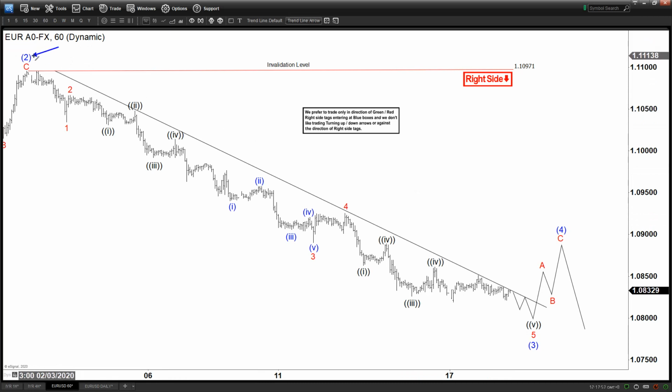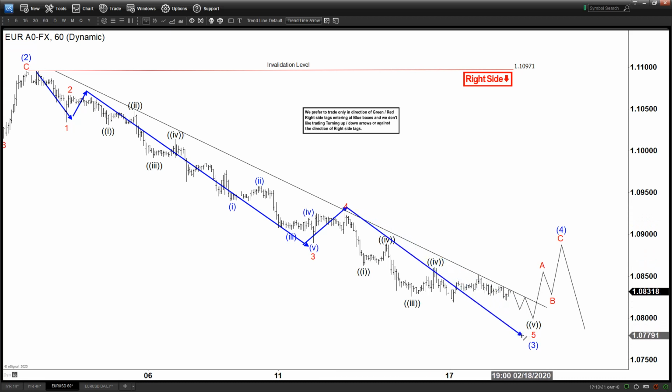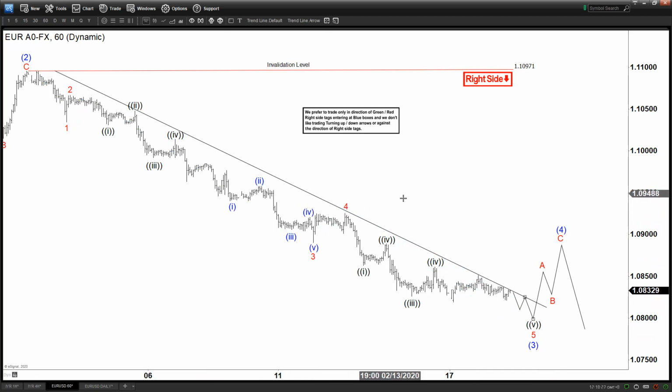We are updating the chart of the euro dollar. This is a 60 minute chart. We can see this rally here to 1.11 ended with wave 2. Since then we have declined, and the decline can be labeled as an impulse. We have 1, 2 here, and then we have 3, we have 4, and now finishing up with 5. So there is enough number of swings to end the wave 5.